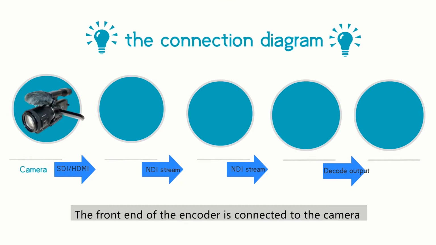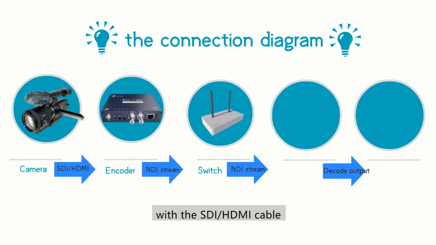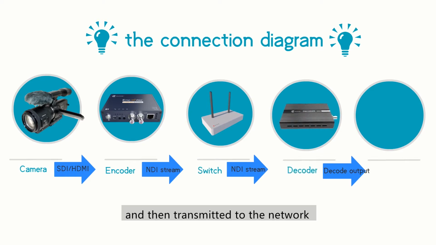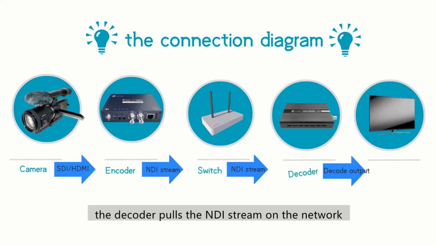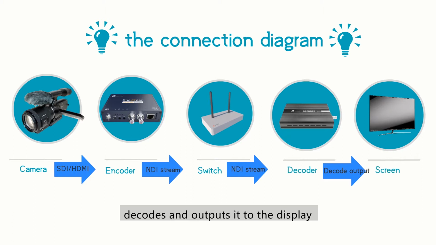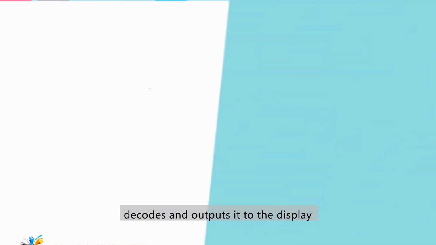The front end of the encoder is connected to the camera with an SDI or HDMI cable, and the NDI stream is encoded and transmitted to the network. The decoder pulls the NDI stream from the network, decodes and outputs it to a display.